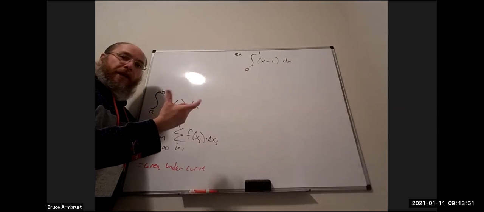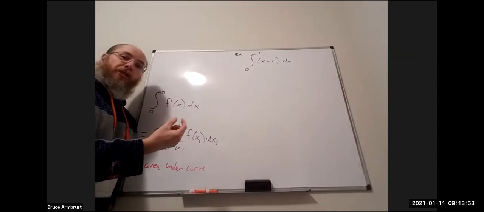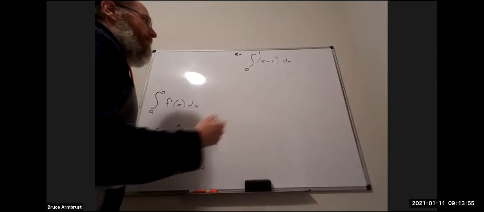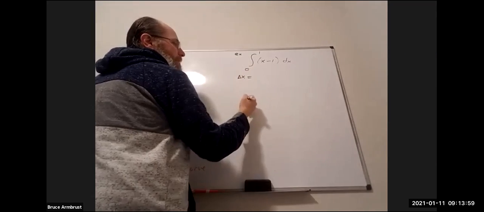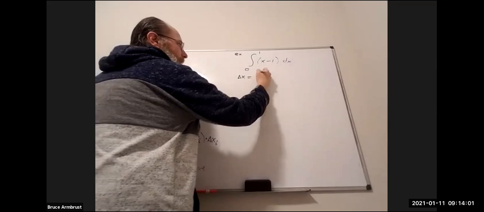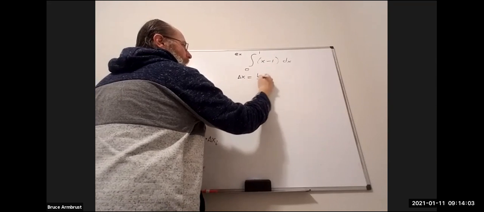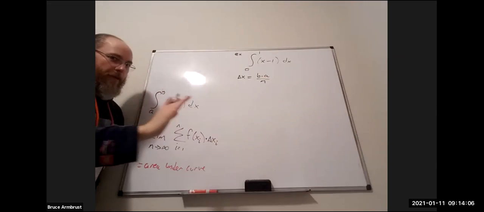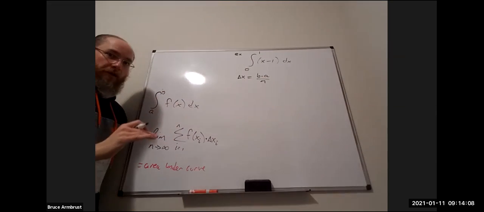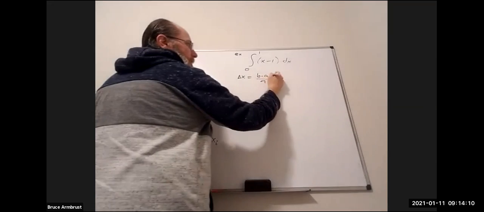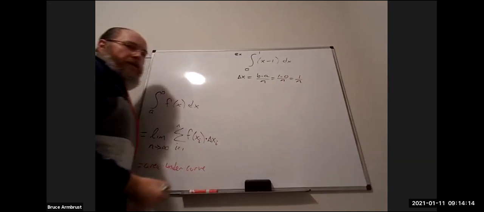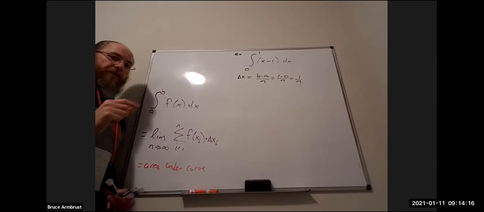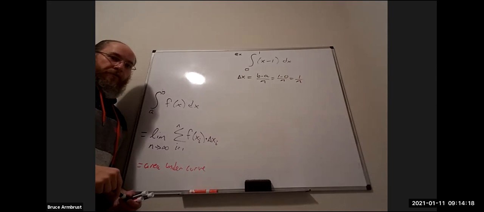But what we have to do is take our interval and split it. We have to partition it. So remember how we find the width of the intervals, the delta x. That's going to be b minus a over n. Always b minus a over n. Always, always, always. So in this case, that's going to be 1 minus 0 over n, or 1 over n. So the widths of our intervals here are 1 over n.